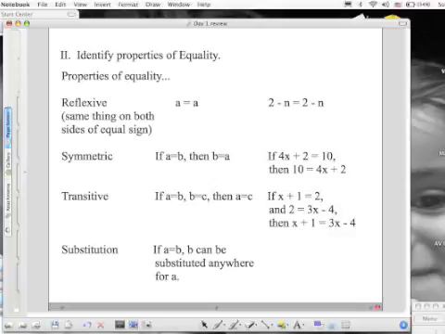And finally, we have substitution, which is very self-explanatory. If A equals B, then B can be substituted anywhere for A.